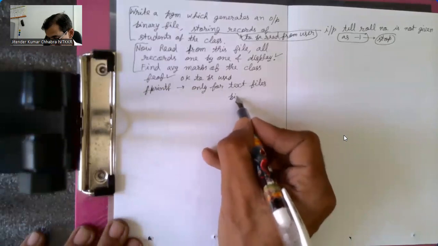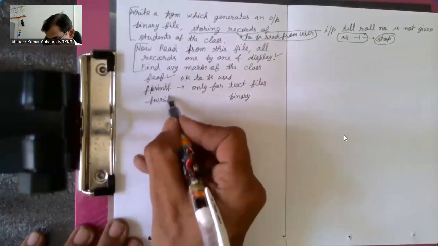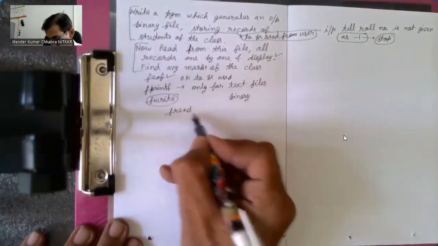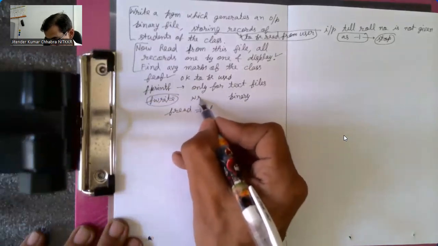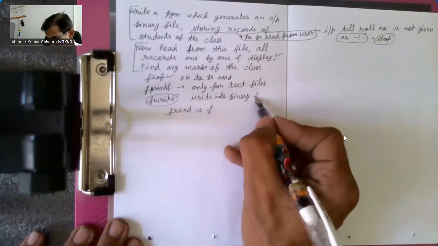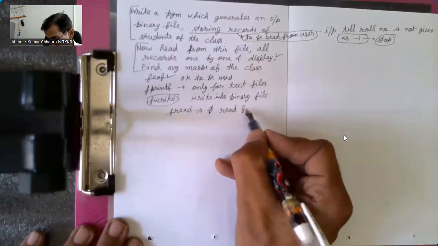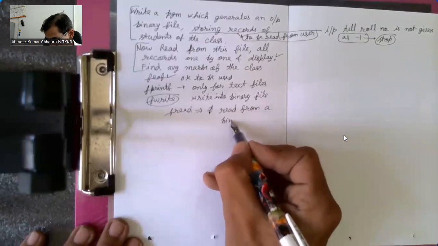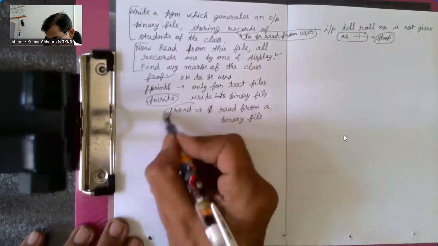For binary files, the command is fwrite. Similarly, fread to read from the binary file. So this is a write into a binary file, and fread is read from a binary file. Syntax, we will just remember, see and understand. So this is what will be the command.